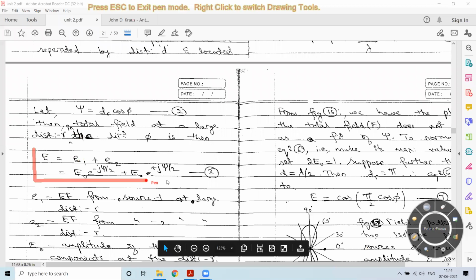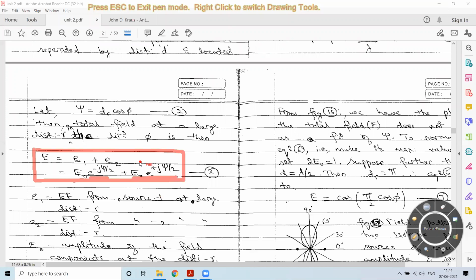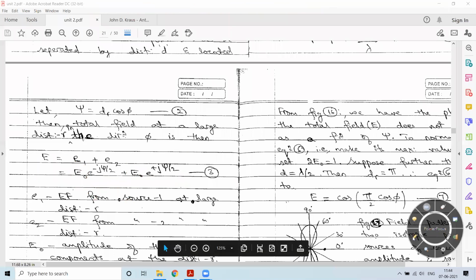So we have the total field as the sum of the electric fields due to source 1 and source 2. When we include the phase variations, we have E naught into e raised to minus j psi by 2 plus E naught into e raised to plus j psi by 2. It is specified that the amplitudes of both E1 and E2 are the same, and there is no phase difference. The only phase difference is present in the field due to the source point we are considering, due to the reference point we are considering.